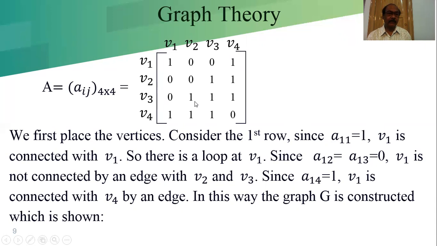If we consider the vertex V3, suppose A32 equals 1, A33 is equal to 1, and A34 equals 1. That means V3 is connected to V2 and V4, and since A33 is equal to 1, at the vertex V3 there is a self loop.